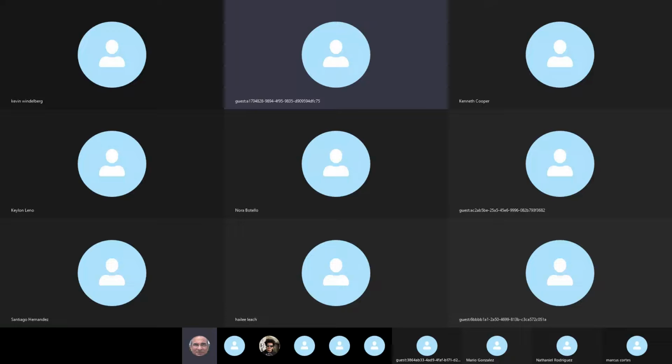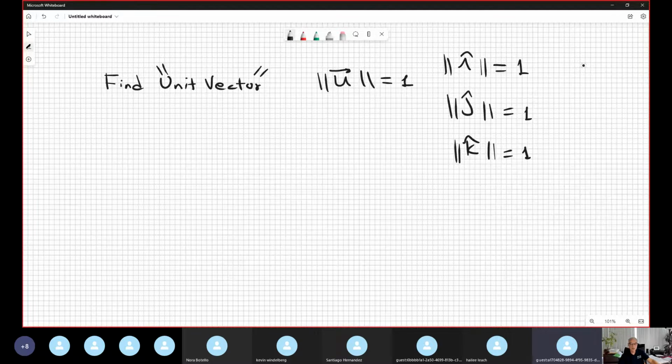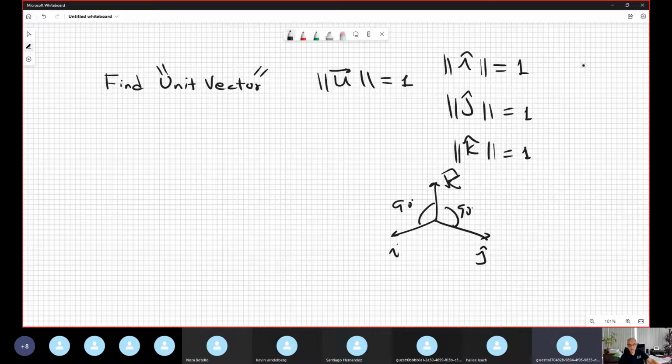Special because it's orthonormal, so the geometric representation is 90 degrees: I, J, and K. The angle here is 90 degrees, the angle here is 90 degrees, the angle here is 90 degrees, always 90 degrees in between them.